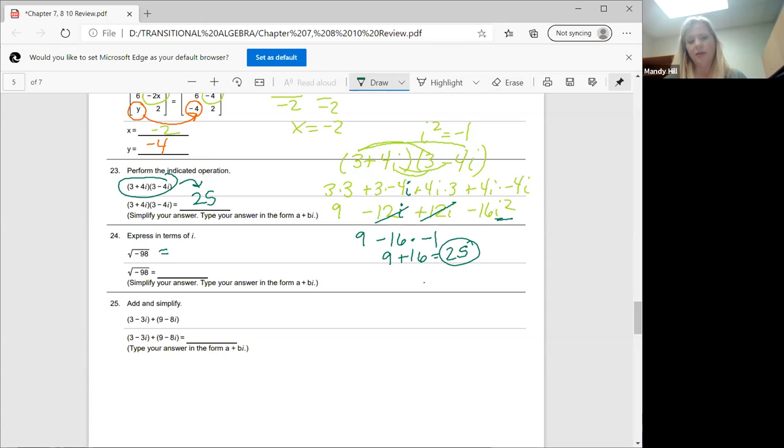Okay, we know that this is negative 1 times 98. So we already know we have an i. Now we can write our 98 and see if we have any pairs. 2 will go into 98 49 times. 7 will go into 49 7 times, and that's prime. So we do have a pair of 7s we could pull out, and we would have a 2 left underneath.